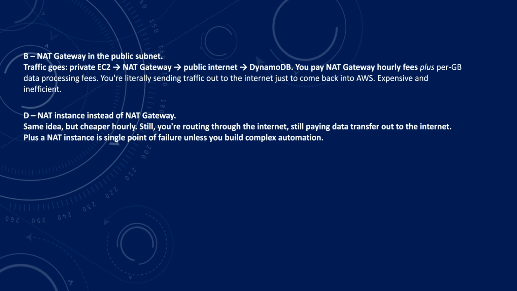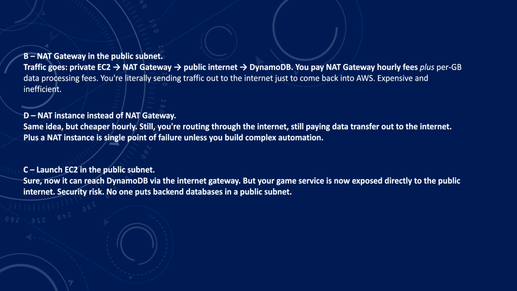Still you are routing through the internet, in the same way: the EC2 instance communicates with the NAT gateway or NAT instance in this option D, then it goes to the public internet, and then it comes back the same way. So we are still paying data transfer out to the internet. Any data we transfer out to the internet, we need to pay for, plus the NAT instance is a single point of failure unless you build complex automation. So this option seems expensive.